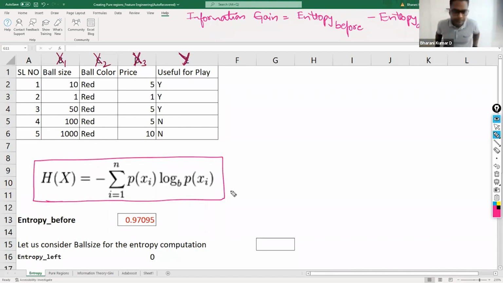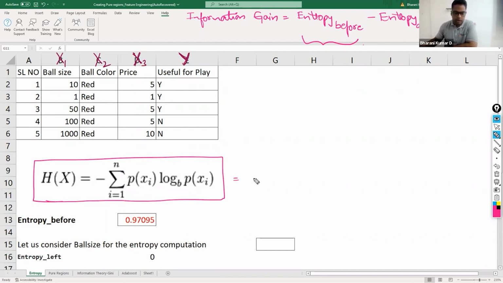Okay. Now, let's take ball size. But even before I take ball size, we need to figure out what is entropy before. Okay. That means before you split this tree. How many classes do we have here? 2 classes. Yes or a no. So it's called a 2-class classification problem. This problem would be called as what? 2-class classification problem. Why? Because it has 2 classes, yes and no.